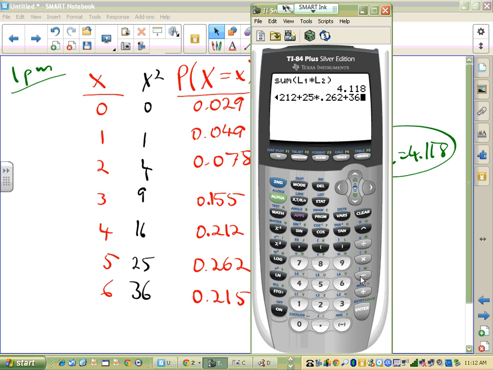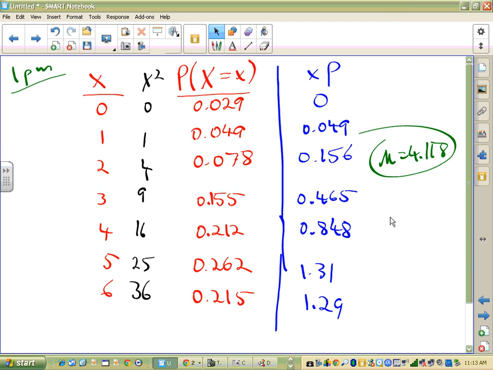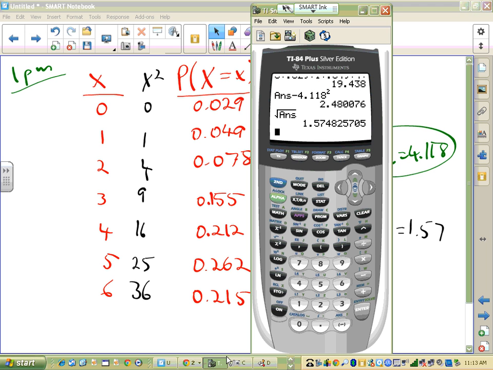So plus 36 times 0.215. Now, before I press enter, I want to make sure I got everything right. Remember, this is just adding all that stuff up, and then I got to subtract my answer from the other part, right? Okay, so let's go ahead and press enter. What I got to do is subtract from that 4.118 squared. And then take the square root of that. Wow. So 1.57 is what we're after, okay? 1.57. Sigma, 1.57. And you could round. You all know how to round, right?